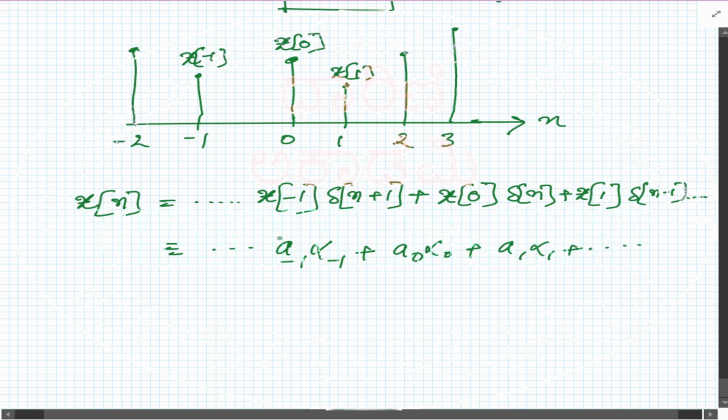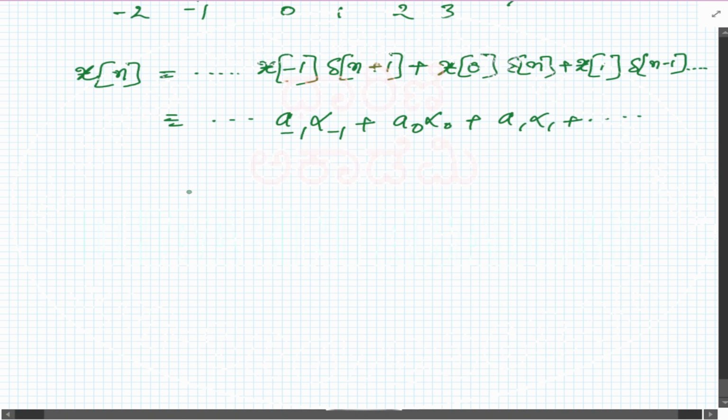So now we are writing in the required form. In general, I can write this in the following notation, therefore I can write x of n is equal to, you can see there is a summation. The summation for k is a shift, right? Minus infinity to plus infinity, right?